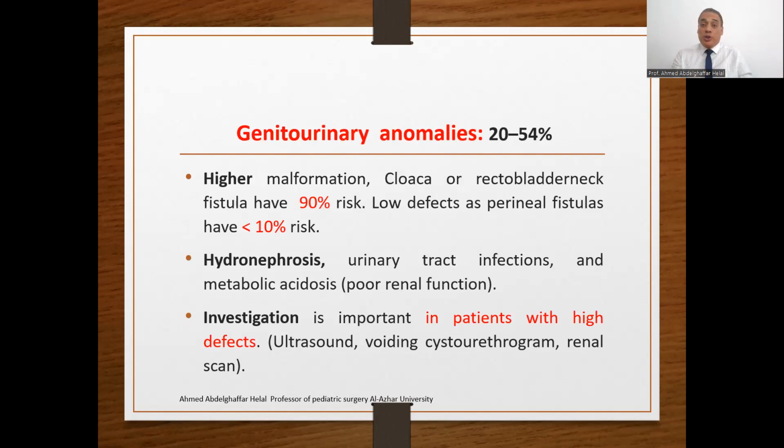Other anomalies may be genitourinary anomalies. With higher malformations, cloaca, or rectobladder neck, there is about a 90% risk of genitourinary anomalies. However, the lower defects have less than 10%. There may be hydronephrosis, urinary tract infections, and this may end with metabolic acidosis and poor renal function. So an ultrasound of the abdomen and the kidneys is very important during the first 24 hours to diagnose associated genitourinary anomalies. It is very important to perform the ultrasound as the simplest investigation.